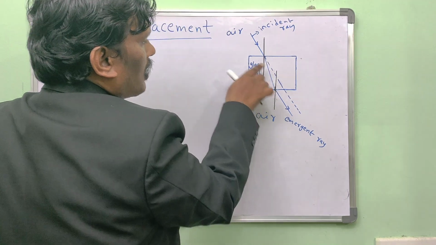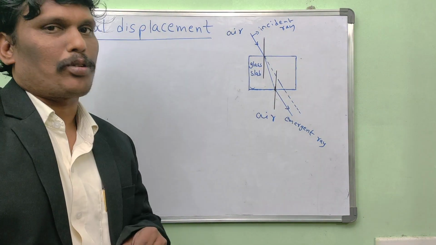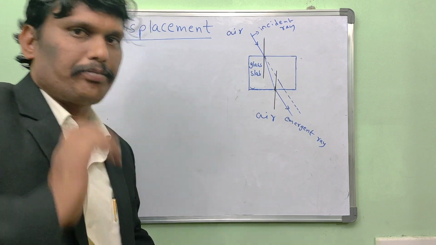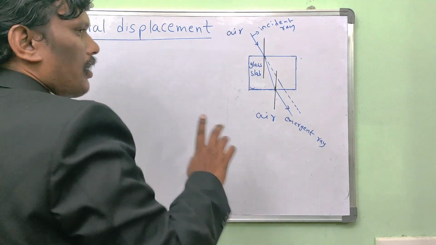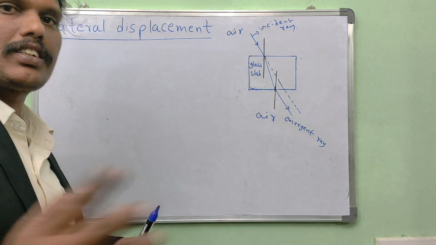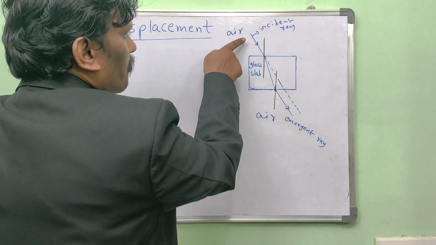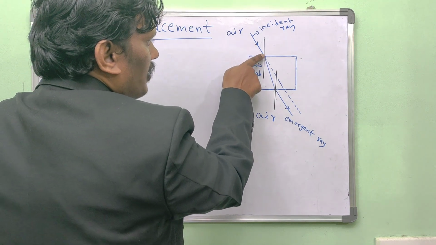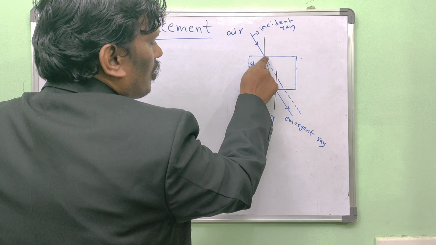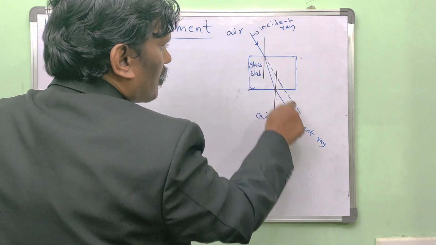Actually, this is the original path. If there is no glass slab, light follows the rectilinear propagation of light. We know that light ray always travels in a straight line in the same medium. So if there is no medium change, the incident ray travels in this path. This is the original path of the light ray, and I am going to denote it with dotted lines.